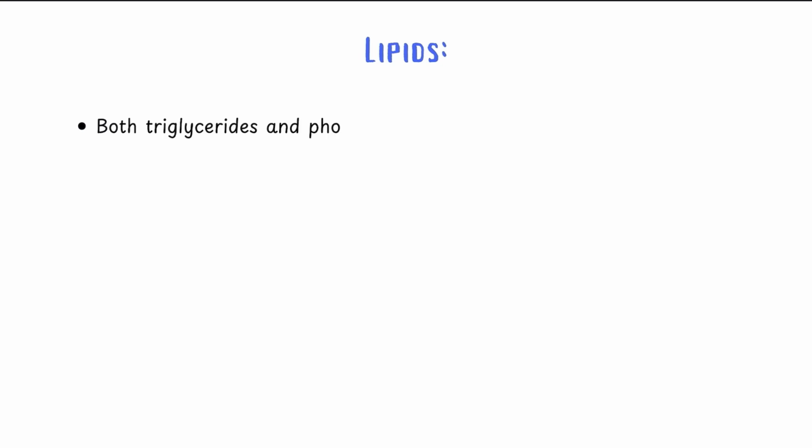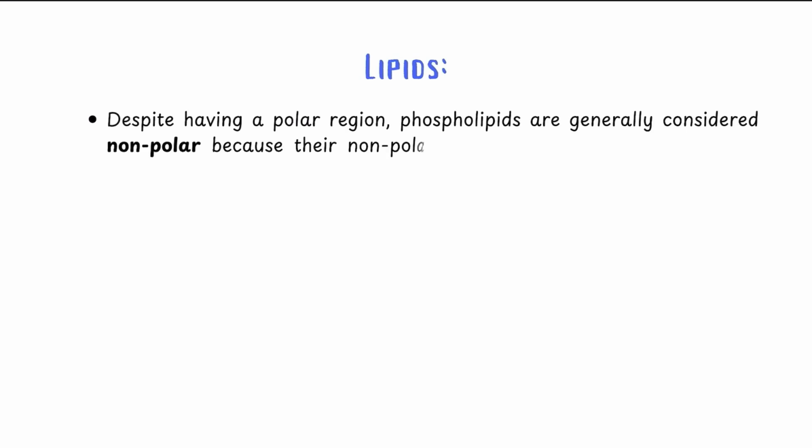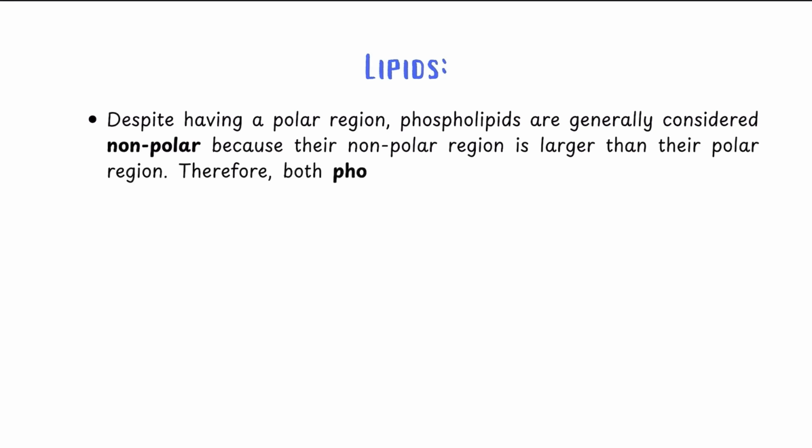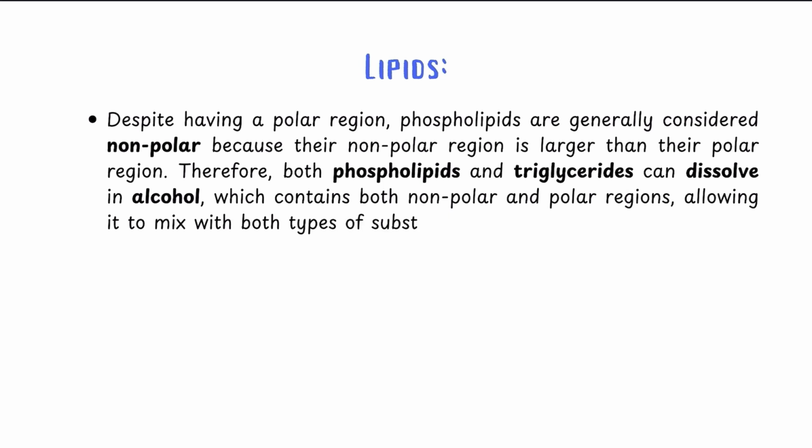Both triglycerides and phospholipids share one more property. Despite having a polar region, phospholipids are generally considered nonpolar because their nonpolar region is larger than their polar region. Therefore, both phospholipids and triglycerides can dissolve in alcohol, which contains both nonpolar and polar regions, allowing it to mix with both types of substances.